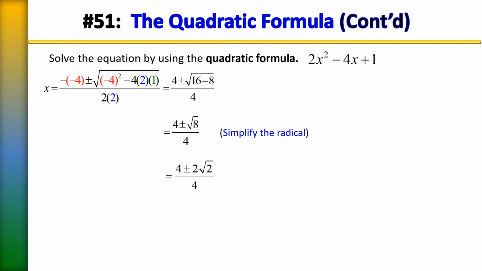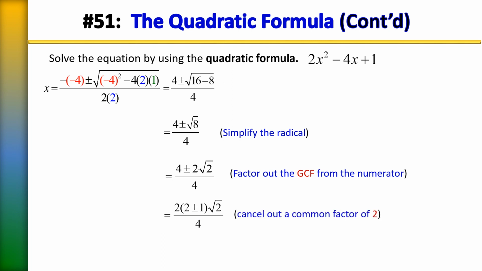Next, we want to go ahead and factor out this GCF. There's a GCF here of 2 that these two terms have in common. So let's go ahead and factor that out. Once we factor that out, we can then cancel the common factor there of 2. So take the 2 out of this 4 and cancel that 2 with this. So once we do that, we are left with our answer choice.